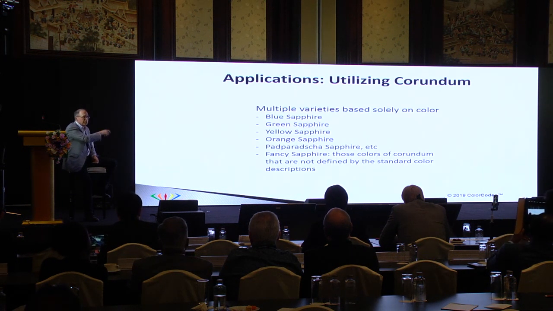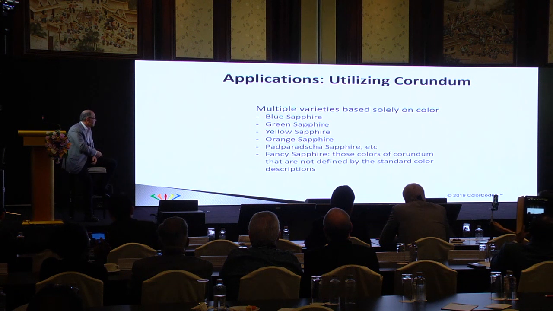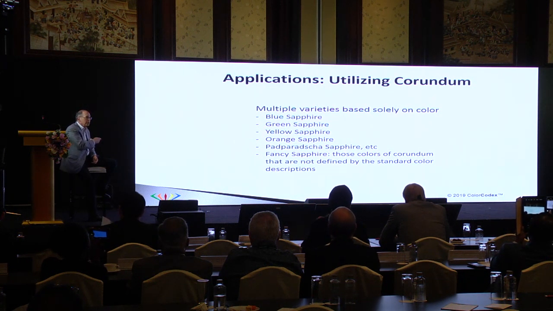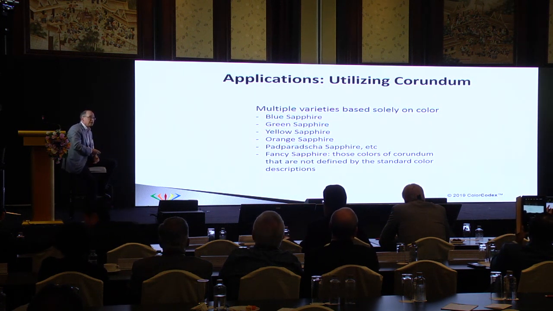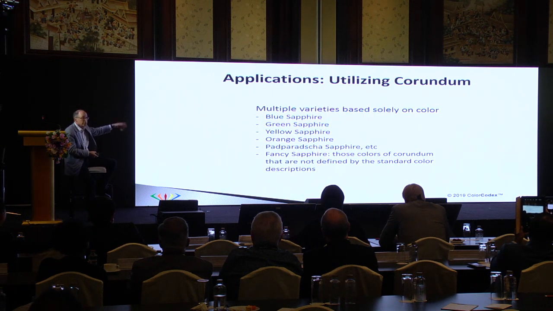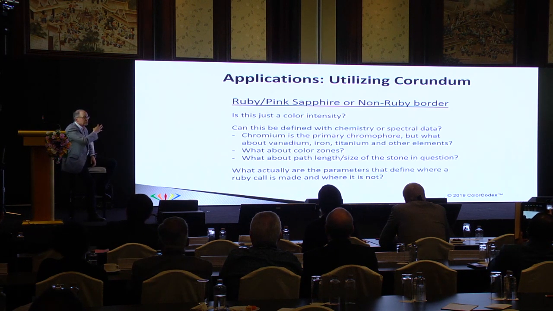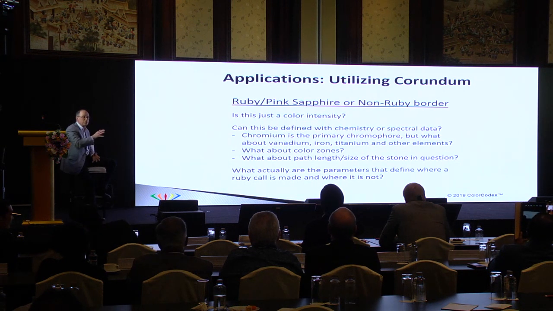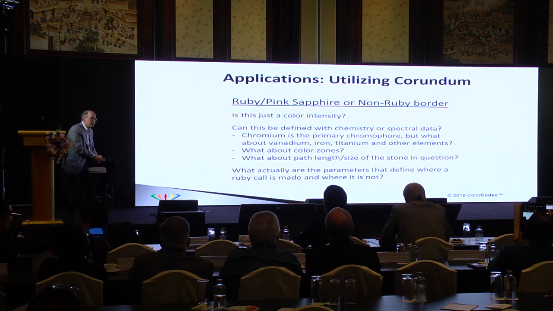But what I'm going to do now is highlight just some examples. I'm going to use corundum, because corundum has a number of varieties which are based solely on color. These are all sapphires: the obvious one, blue sapphire, green sapphire, yellow sapphire, padparadscha, and so on and so forth. But the one I want to talk about is the ruby-pink sapphire border, or more properly, ruby and non-ruby borders.